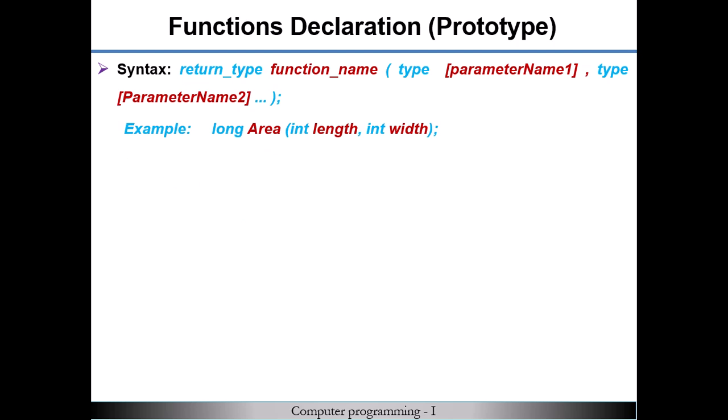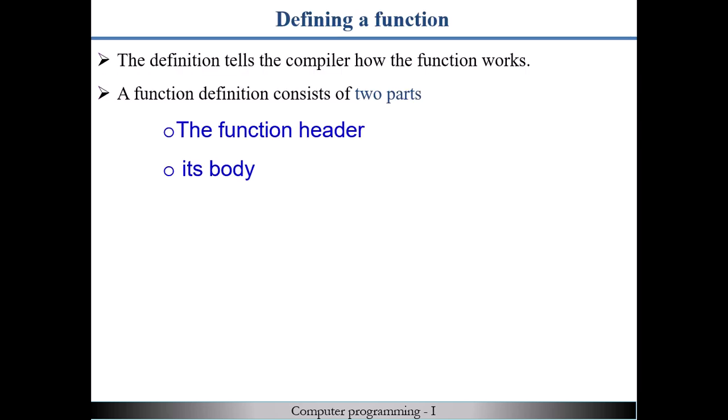The syntax of function declaration looks like this: first we have a return type, then function name, and the parameters exist inside the brackets. Example: long area(int length, int width). Here long is the return type of our function named area, and inside the brackets we have two parameters or arguments, int length and int width.